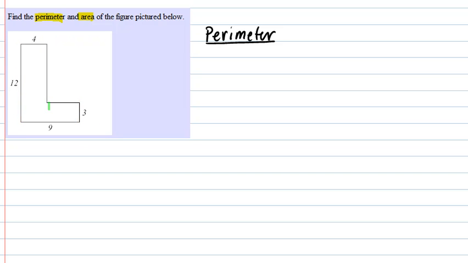Now if I look at the horizontal missing distance, likewise I know that the horizontal line at the bottom is 9, so that would mean that the two horizontal distances, the 4 at the top and the missing one, would have to add up to 9, so that makes this missing side 5.